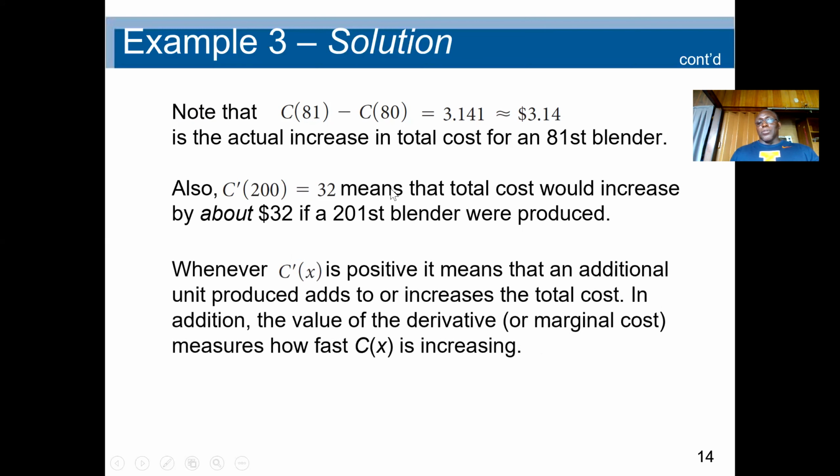As in the previous example, instead of using the marginal cost function, we can use the actual total cost function. So find the cost at 81 and 80 and find the difference, and we can see it's close. The same thing with 200: find the cost at 200 and 201, take the difference, and we will see that it is close to 32.